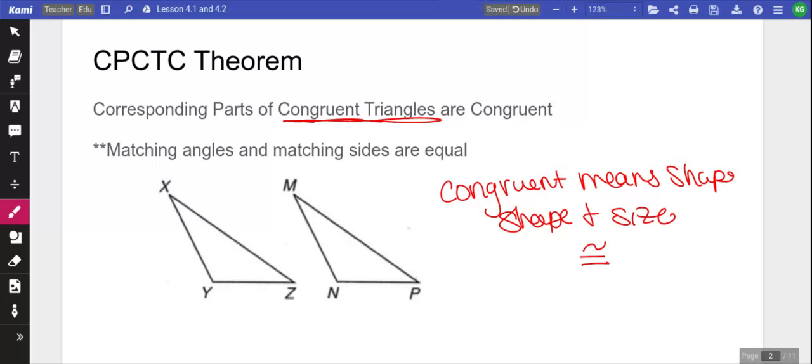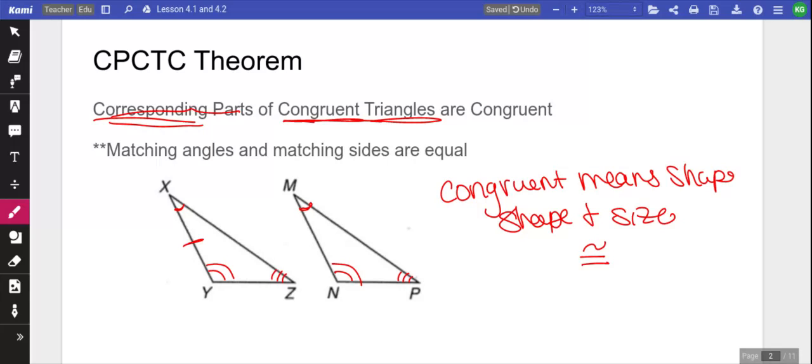So we're going to find 4 different ways to prove two triangles congruent. And once we've done that, then we can say anything else is congruent. So after I've shown that XYZ and MNP are congruent, then I could say angle X and angle M, because those are corresponding, are congruent. I could say angle Y is congruent to angle N, and angle Z is congruent to angle P.